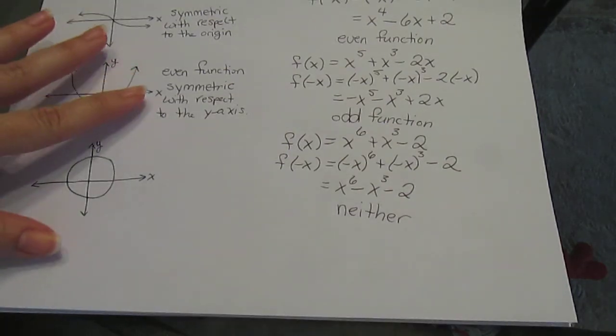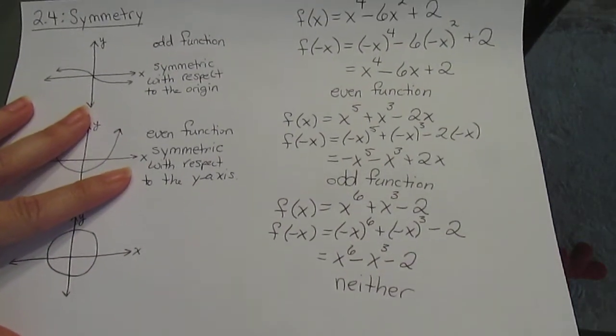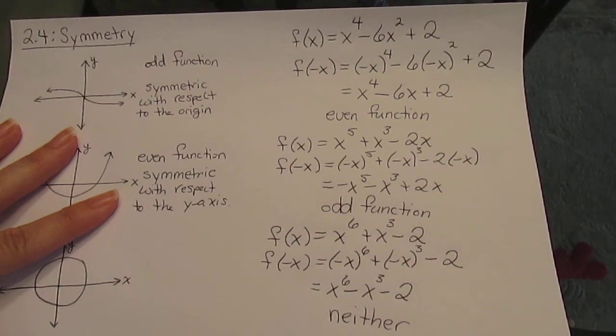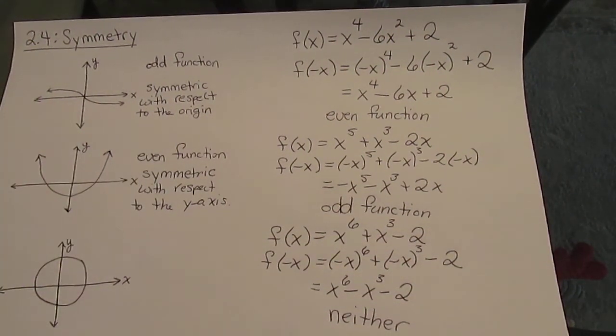Okay, you may have noticed with these three examples something else that would tell you whether it's even or odd. If you're given a polynomial, you can look at all of the exponents. If all of the exponents are even, then it's an even function. If all of the exponents are odd, then it's an odd function. If you have a mixture, it's neither.